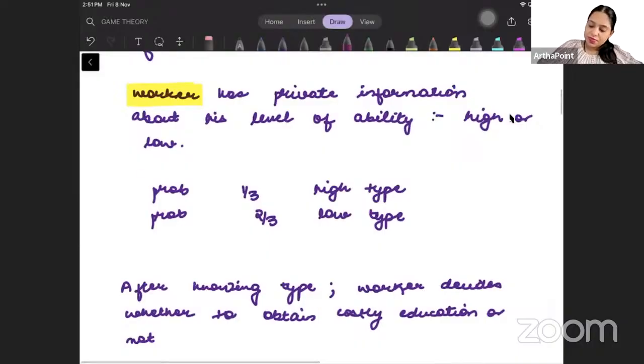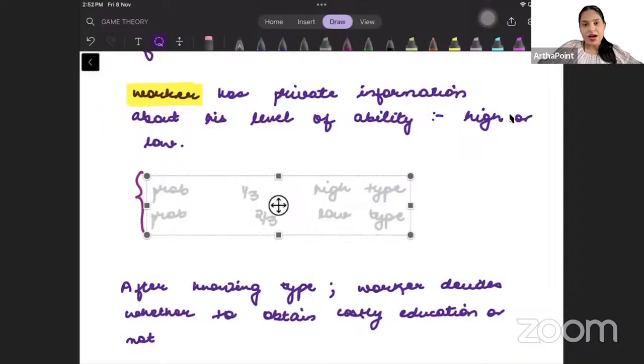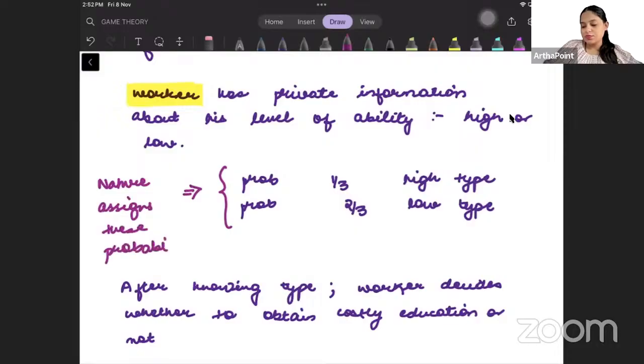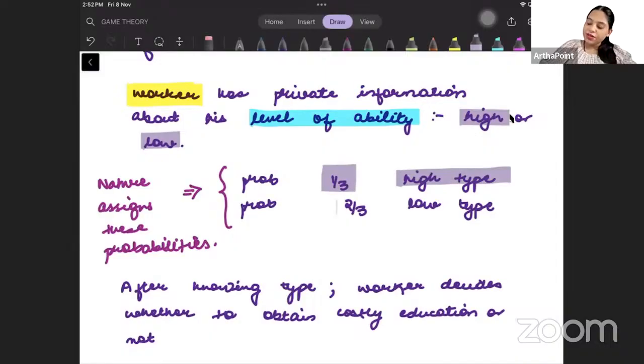And this has some probability attached to it. So who is assigning this probability, beta? Just like the last examples that we had done, this is being assigned by nature. So nature assigns these probabilities. So nature is assigning the type of worker. The type of worker means the ability of the worker. The ability of the worker can be highly able or low ability. With probability 1 by 3, it is a high type worker. And with probability 2 by 3, it is a low type worker.